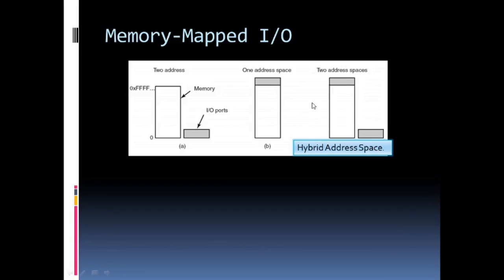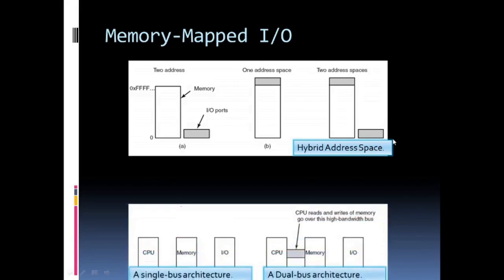The third case is known as the hybrid address space, in which the peripherals which are essential are kept in one address space, whereas the peripherals which are non-essential or depend upon the application are kept in a different or separate I/O space or separate I/O ports.